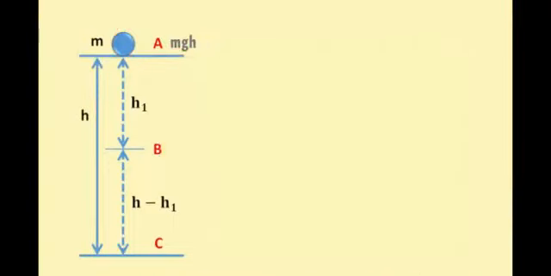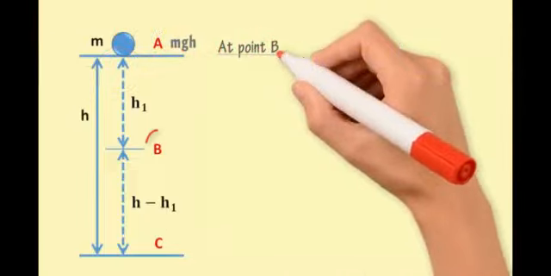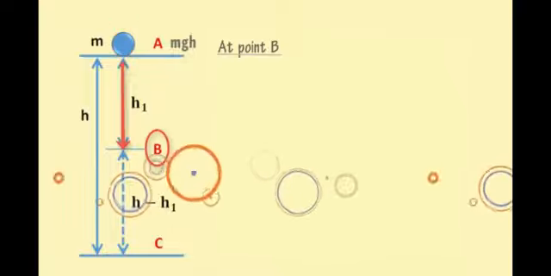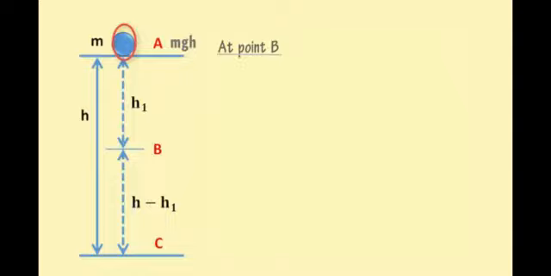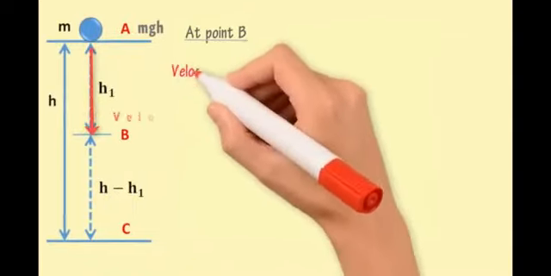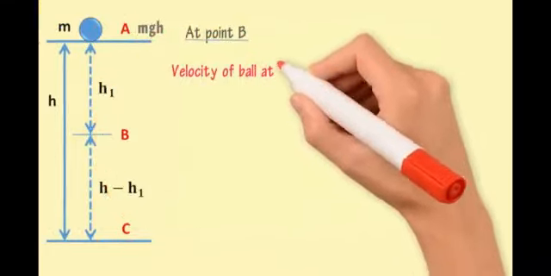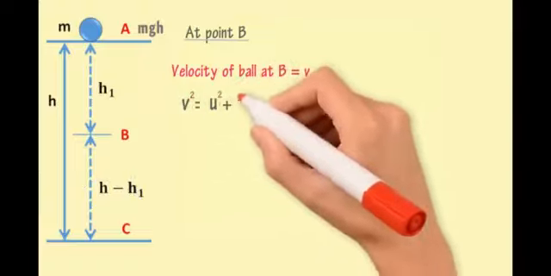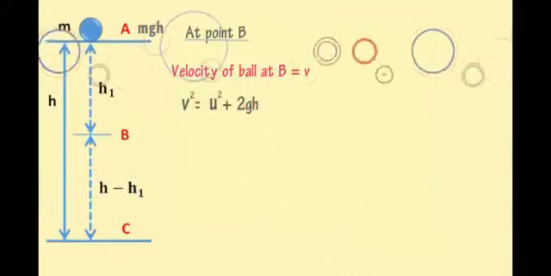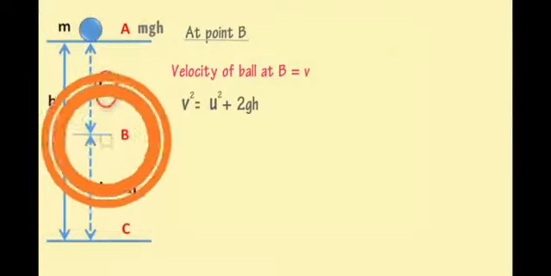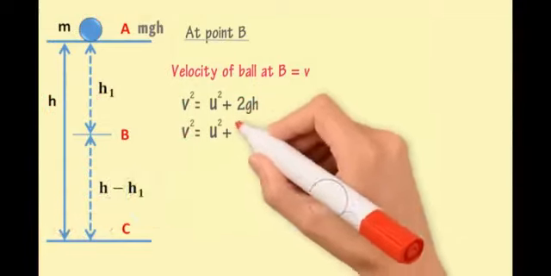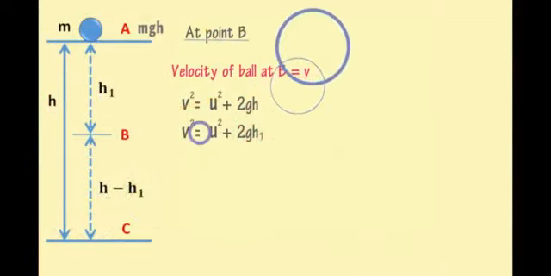Now I want to find out the total energy of the system at point B, as the ball will be falling down when it reaches point B. It means the ball will possess velocity v at B, or the velocity of the ball at B is equal to v. According to the third equation of motion, v square is equal to u square plus 2gh. Here the ball has travelled this distance, or h1. Hence instead of h we will put h1, and we will get v square is equal to u square plus 2gh1.